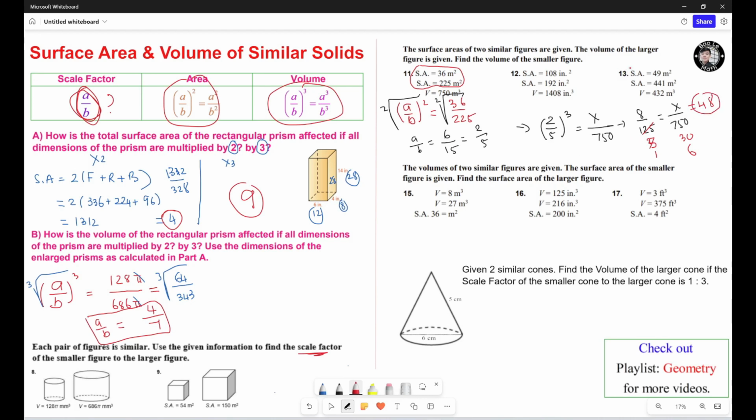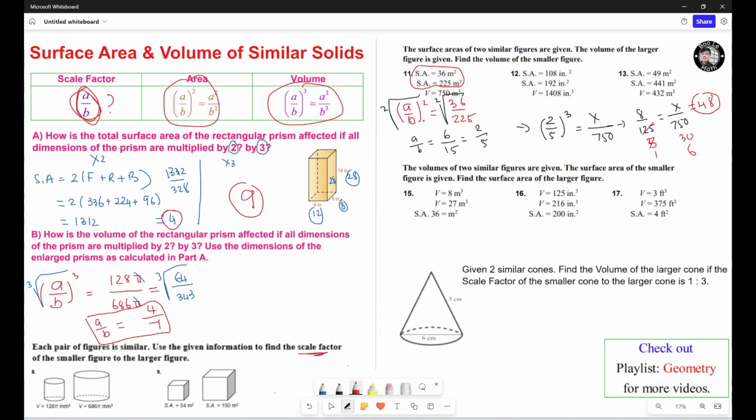Alright, number 12 and number 13, similar. I'll leave it for you. Now, number 15, the volume of two similars are given. The surface area of the smaller figure is given. Find the surface area of the larger figure.